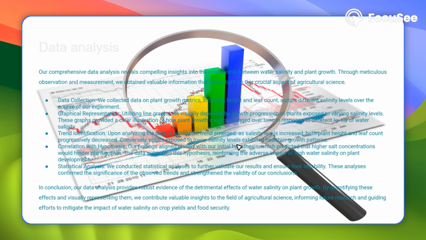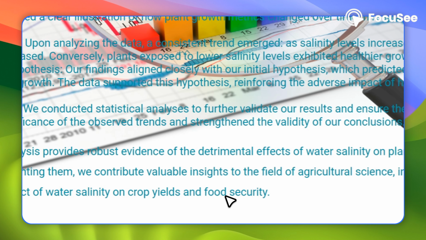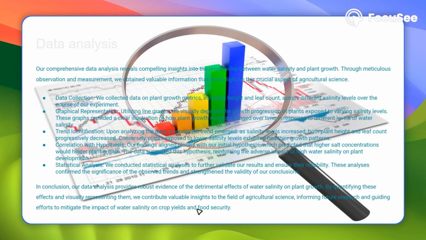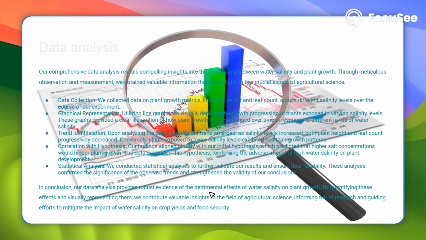Next, data analysis. The variables were plant growth metrics, including height and leaf count across different salinity levels, and then the dependent variables were the leaf count that depended on the height and stress. So next, trend identification using linear regression analysis.